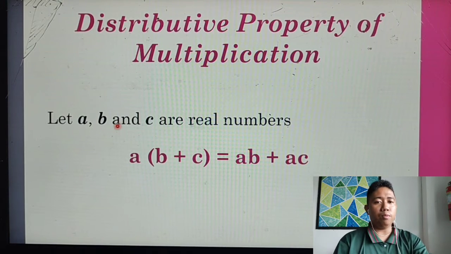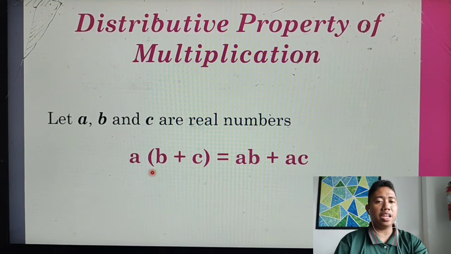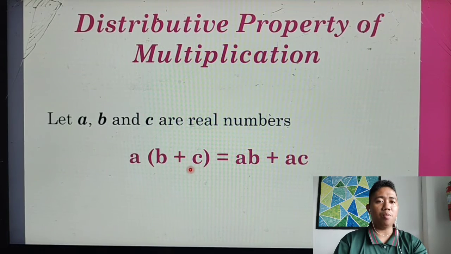We have the distributive property of multiplication in the form of A multiplied by the quantity of the binomial B plus C, which is equal to A times B plus A times C. So we distribute the product of A and B, and of course A and C. That is the distributive property of multiplication.